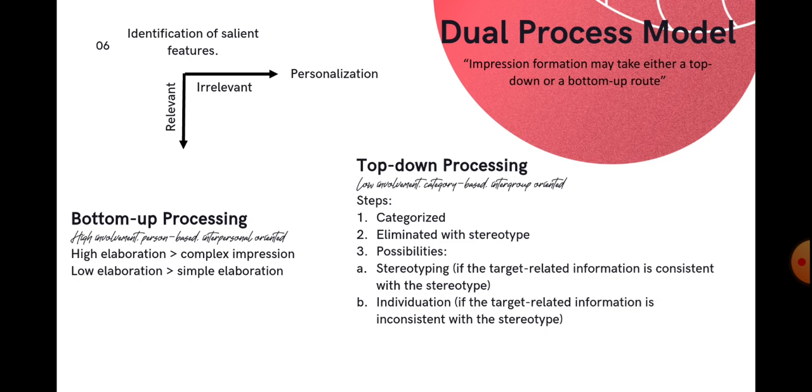But then if I for example see a target that is an old man who has a beard, who wears glasses, and then I deem them as being relevant to my goal, which is a philosopher, then the process further can be either a bottom-up processing or a top-down processing. So the bottom-up processing requires a high involvement, and it is person-based, and it is interpersonal orientated. I, the perceiver, am assumed to draw inferences directly from the identified features. But that doesn't mean that this is an effortful process or anything. And the quality of the judgment is actually determined by the elaboration.